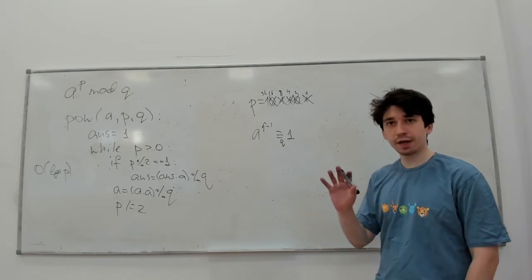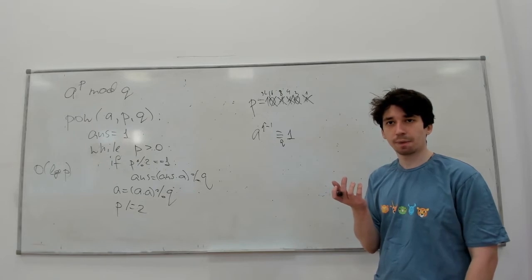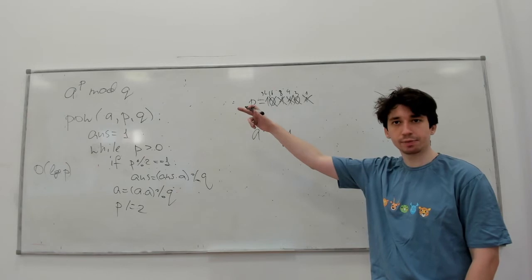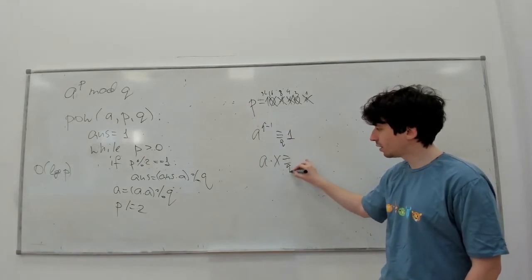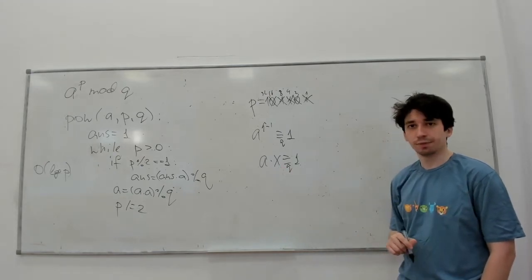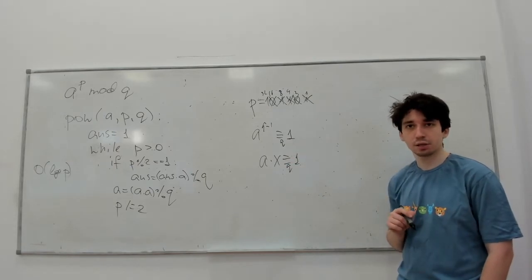Then I want to find an inverse of a. I want to find an inverse, like as we did with the extended algorithm. Like I want to find x such that this happens. I want to find this x. So given this and this, can I find x?